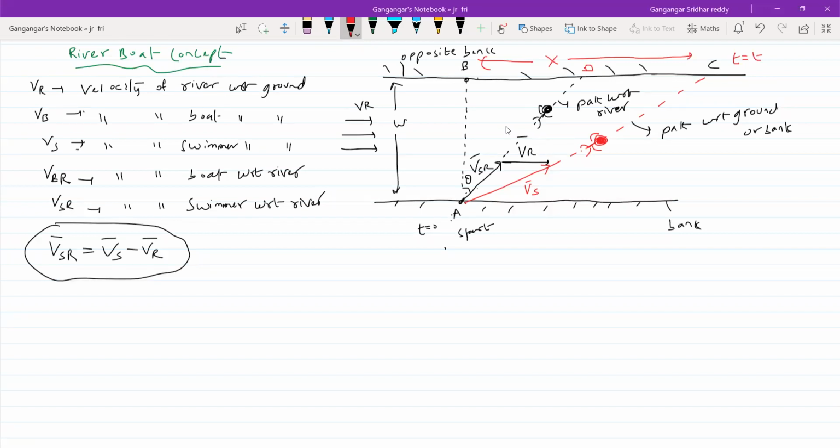Now, if it's a boat, let it be instead of swimmer, let it be a boat. Tell me which quantity you can measure. VR, can you measure it? Using fluid mechanics, I can measure VR. Can you measure VSR, VBR, velocity of boat with the river?